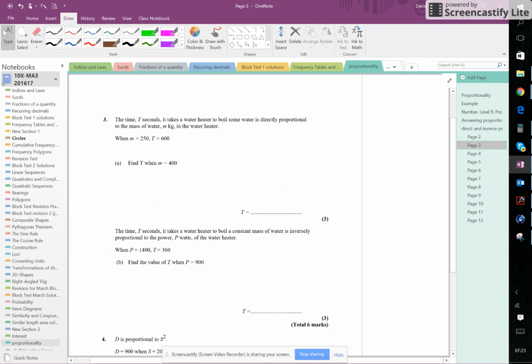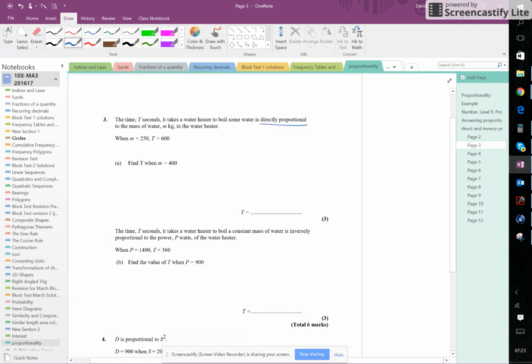Okay, we're going to look at the next question now, question 3. The time t seconds it takes for a water heater to boil is directly proportional to the mass. So T is directly proportional to the mass. So T, proportional, mass M. And we now introduce the constant of proportionality, T equals Km.